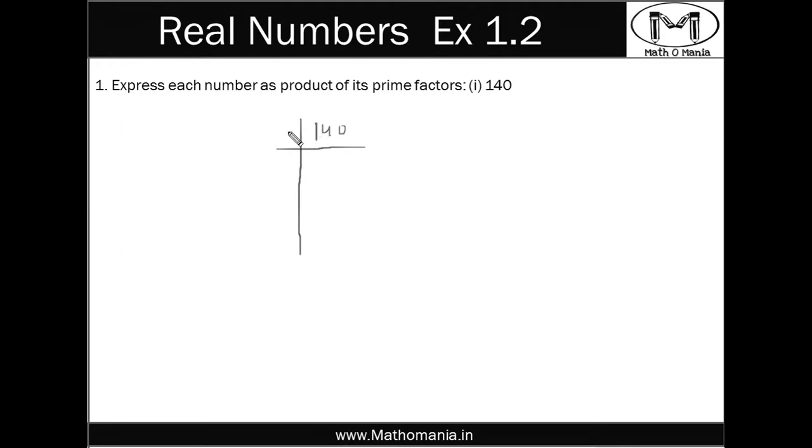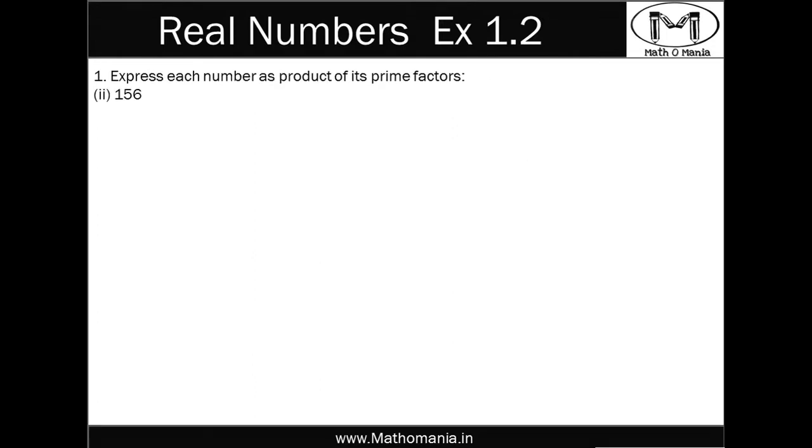We'll start by dividing the number by the smallest prime number, that is 2. So 70 comes over here. Then again it is divisible by 2, so we'll divide by 2 itself. It becomes 35. Then the next prime number is 3, but 35 is not divisible by 3. The next prime number is 5, so we'll divide it by 5, so 7, then 7, 1. So finally we can write 140 as 2 into 2 into 5 into 7. So these are the prime factors of 140.